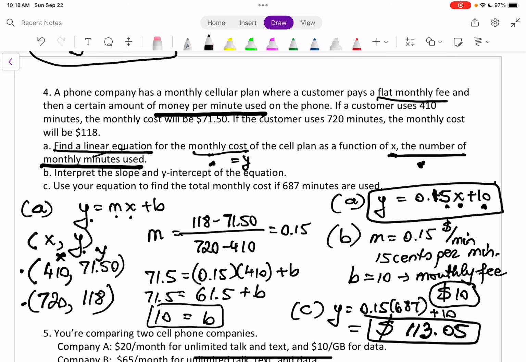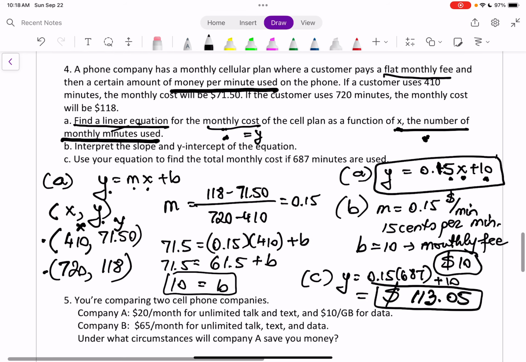So that's, again, the slope is the rate of change. The B value is the initial amount that you have at time 0 when X is 0. And here just a couple more questions. They're a little bit different, but yet the same. So here it is. It says you're comparing 2 cell phone companies.